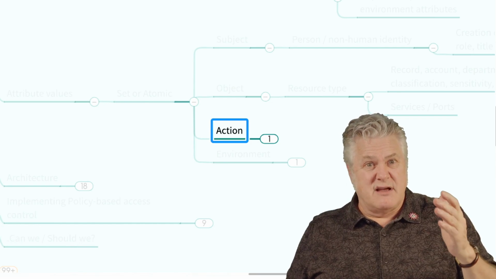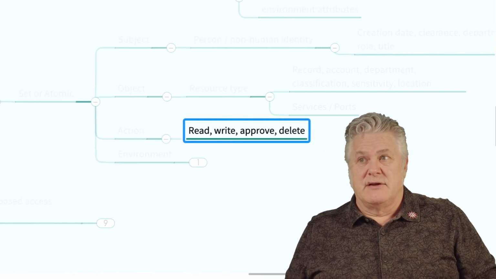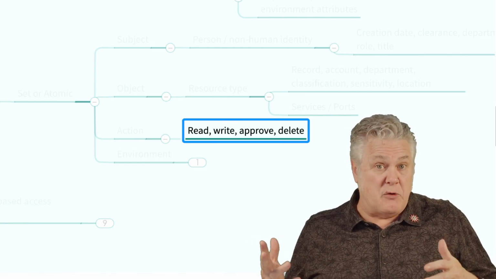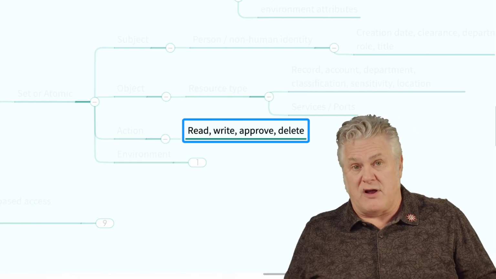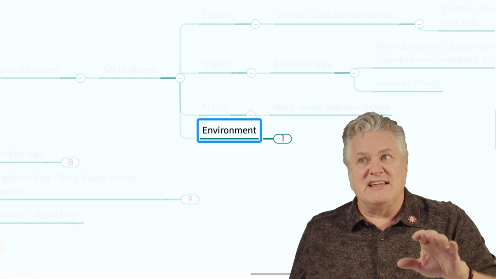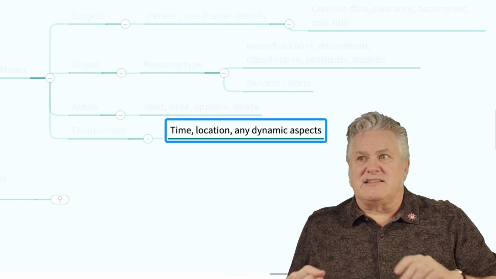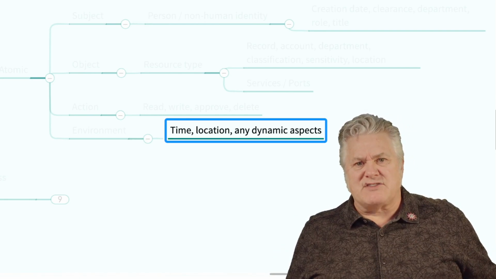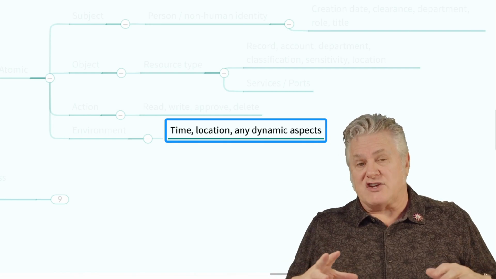So we got subjects, objects, actions. Usually that's things like read, write, delete. It could be approve if we wanted to. We can make that approval process go through there. And the thing that changes, which is really elegant, is the environment. We can look at the time, the location, and any of the dynamic aspects of a particular interaction between the subject and the object.